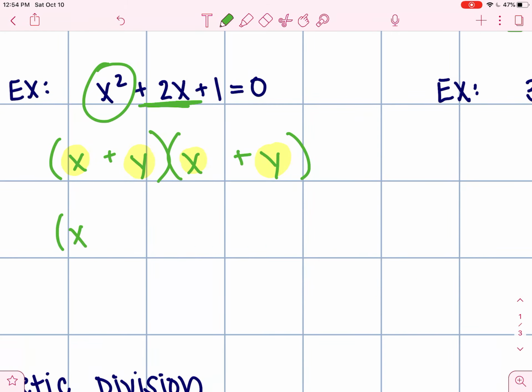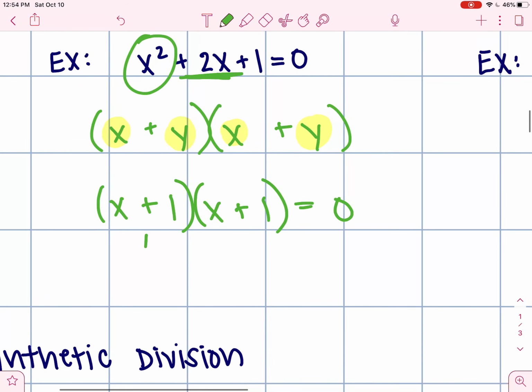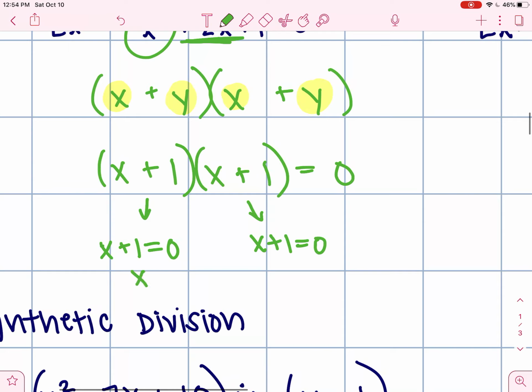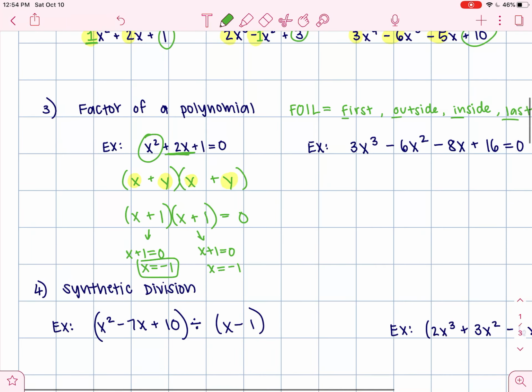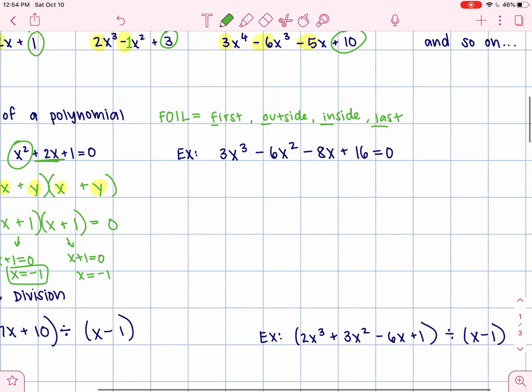So we have x plus 1. Remember, we decided it was going to be positive 1 times positive 1. And x plus 1 is equal to 0. Now this is our final answer. The way that we can find x from here is set x plus 1 equal to 0 and x plus 1 equal to 0. And to find x, you just subtract both sides by positive 1 and you get negative 1. X is equal to negative 1. So ultimately, x is equal to negative 1 in this equation.